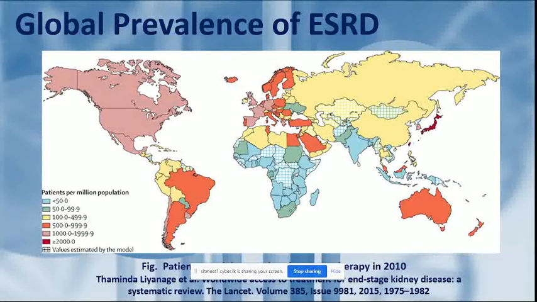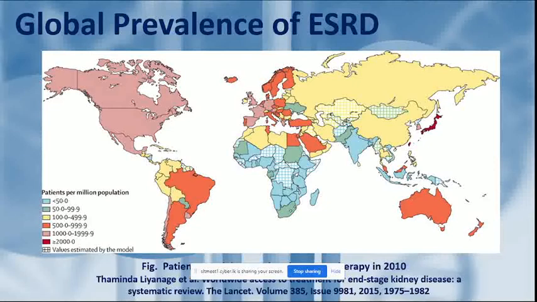Although the prevalence of CKD is almost the same, the prevalence of end-stage varies because in developing countries where the facilities and resources are limited, most of the patients die with end-stage renal disease because they don't get renal replacement therapy or they get inadequate renal replacement therapy. Whereas the developed economies have enough resources, so they survive on adequate dialysis. So that's the reason why the prevalence varies.